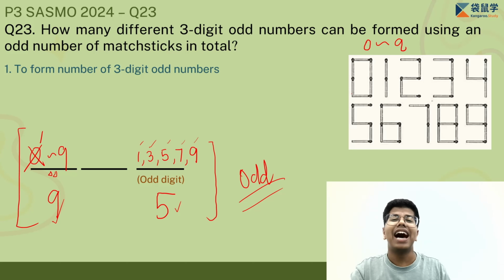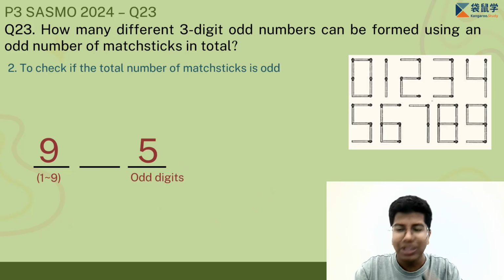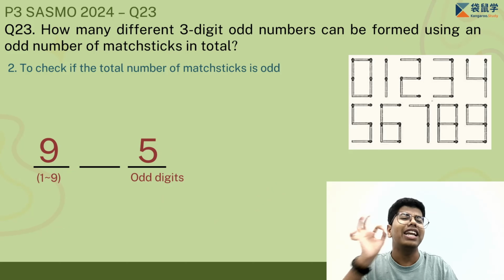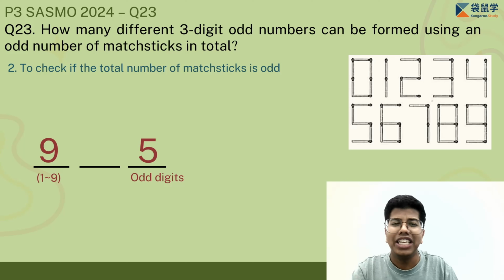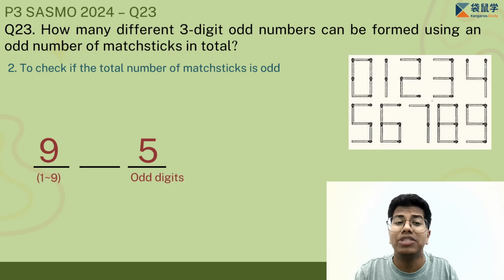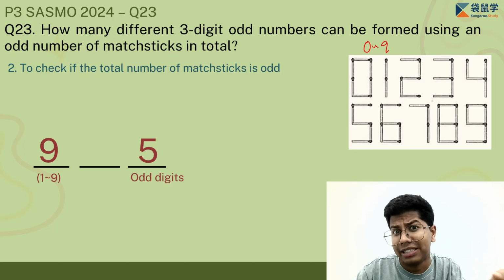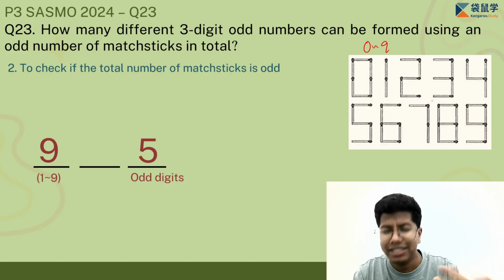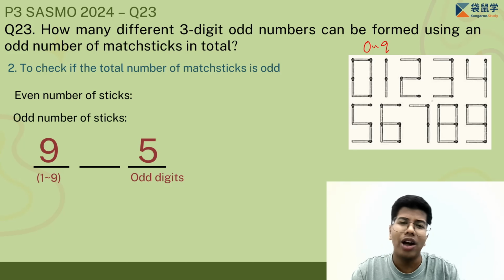So, that brings us to the second part of the question. The first part is pretty simple, where we can find out the possibilities of these 9 and 5. But for the second part, let's try to understand this step by step. In the second part, we need to check if the total number of matchsticks is odd or not. Now, for this, first we need to understand, in the digits from 0 to 9, how many of the digits are even and how many are odd. So let me highlight it here: even number of matchsticks and odd number of matchsticks.